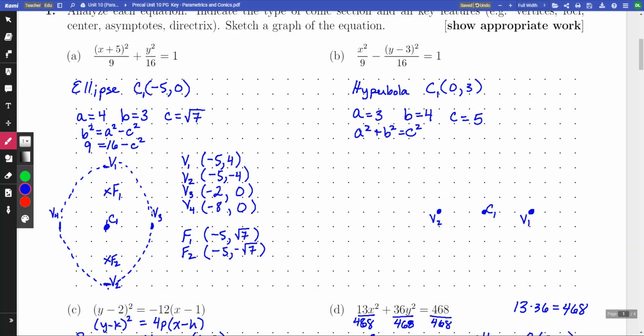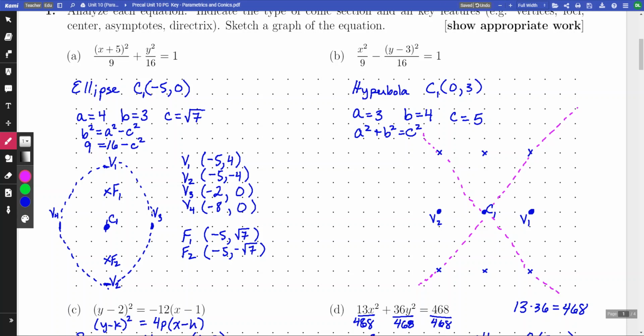Now, I also want to identify moving up 1, 2, 3, 4, and moving down 1, 2, 3, 4 to create my box, which I will be able to use to draw my asymptotes. So I'll come over and change that color, and I know that I'll have an asymptote that follows along that corner of the box, and an asymptote that follows along the other corner of the box.